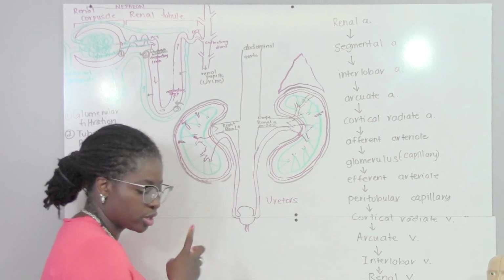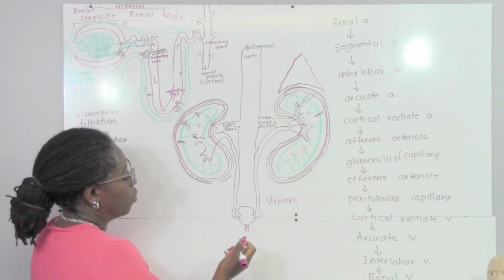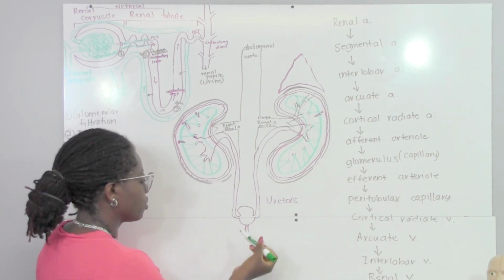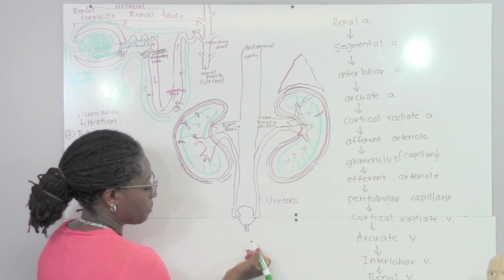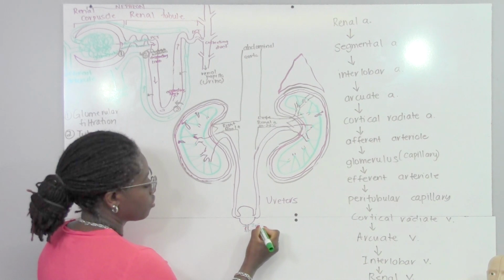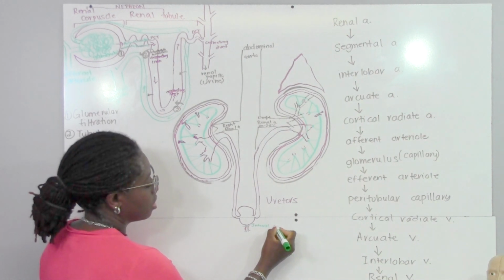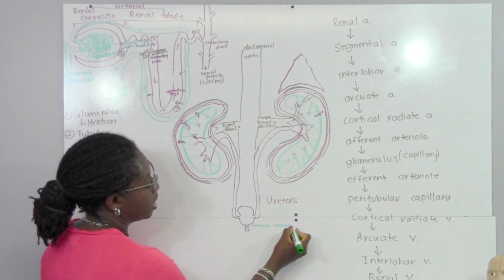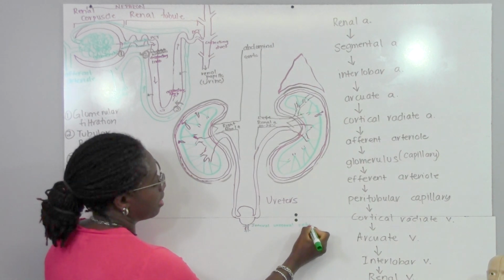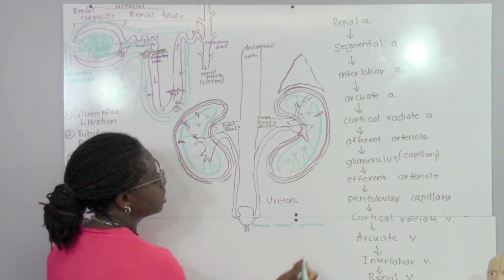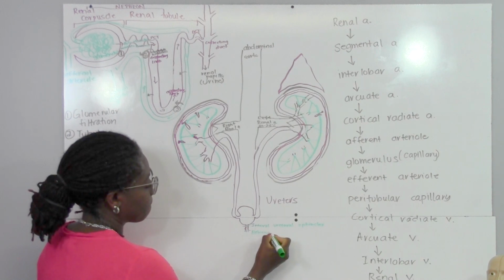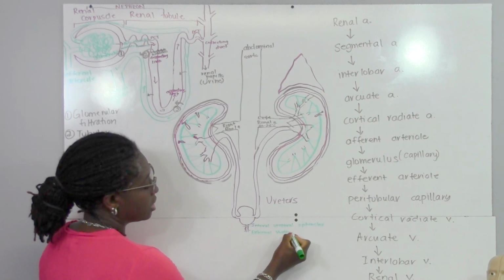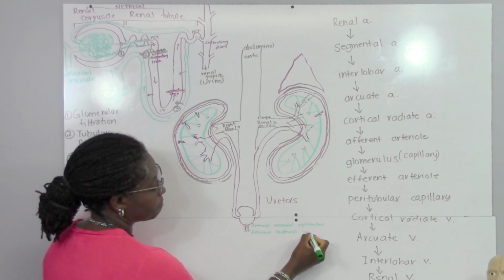Here in the urethra, we're going to have 2 sphincters. We have an internal urethral sphincter and an external urethral sphincter. The internal urethral sphincter is going to be made up of smooth muscle, and the external urethral sphincter is made up of skeletal muscle.